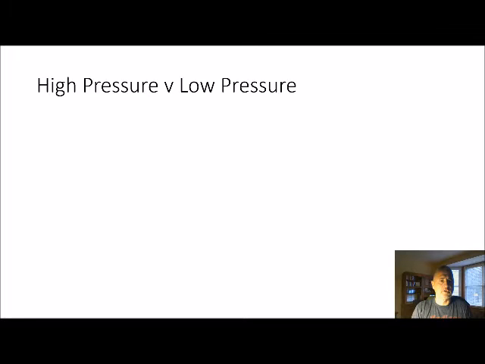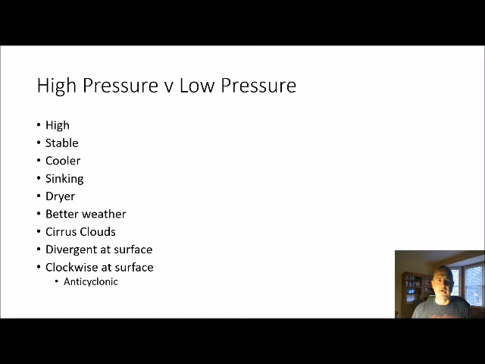High pressure, low pressure. Again, high pressure means cooler, sinking air. Think of it pushing down on your shoulders. It's cooler, it's sinking, stable. We'll talk a little bit more about what stability means. It's generally drier because cooler air has less ability to hold moisture, and provides better weather. Cirrus clouds generally are high, thin, wispy ice crystals.